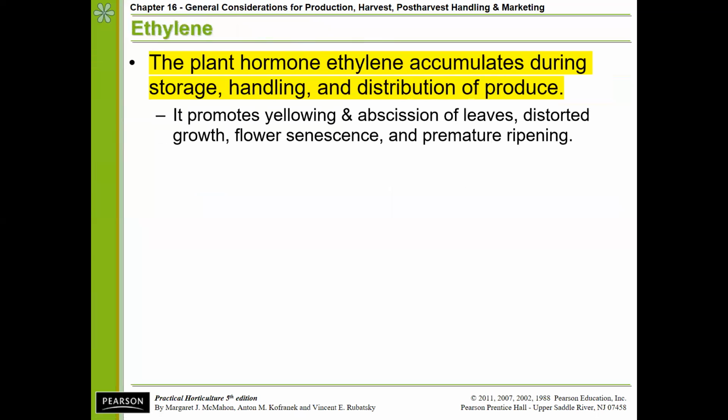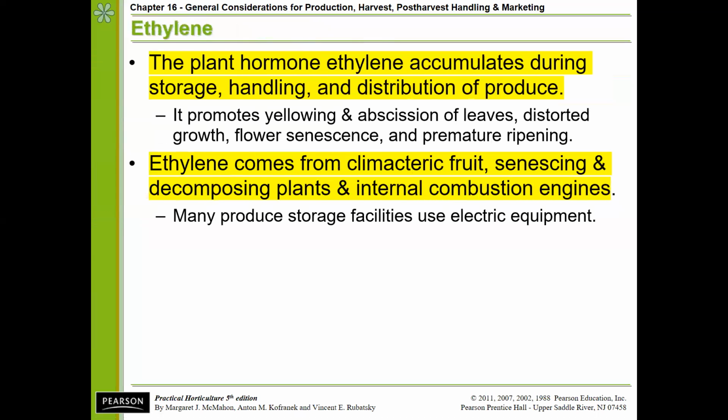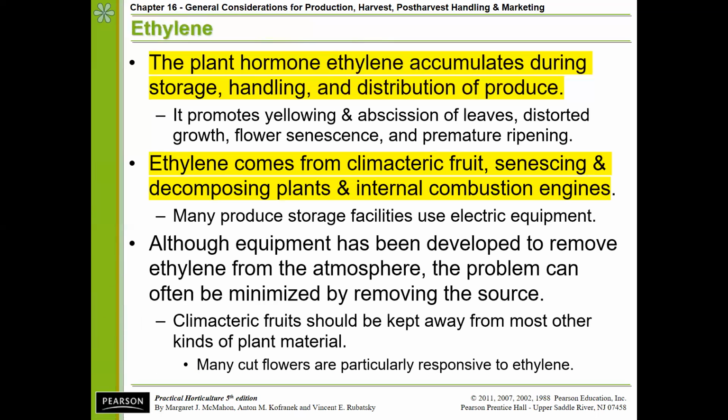Ethylene, as we've mentioned before, is this natural plant hormone that is given off by the harvested crops. It comes from these climacteric fruits that continue to ripen off of the plant, and it continues to cause senescence. So ethylene can be a good thing, can be a bad thing. So in some cases we want to remove ethylene, some cases we want to add it.